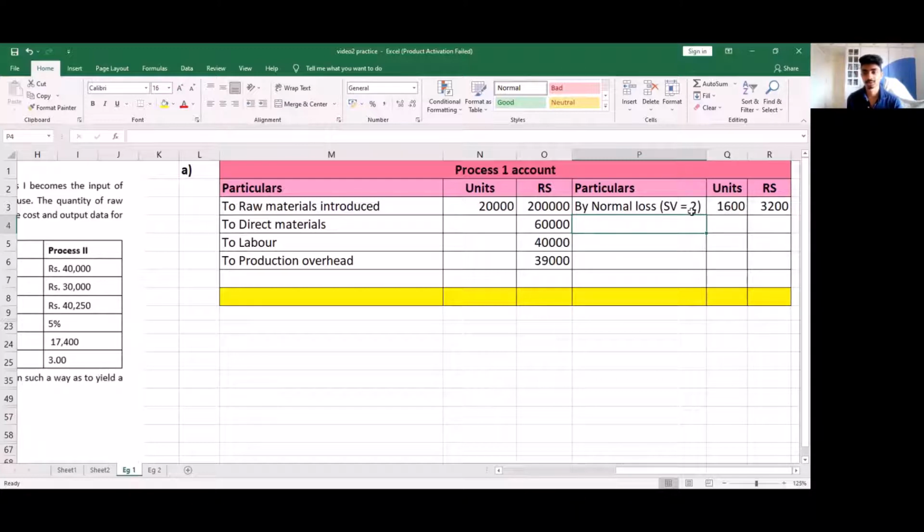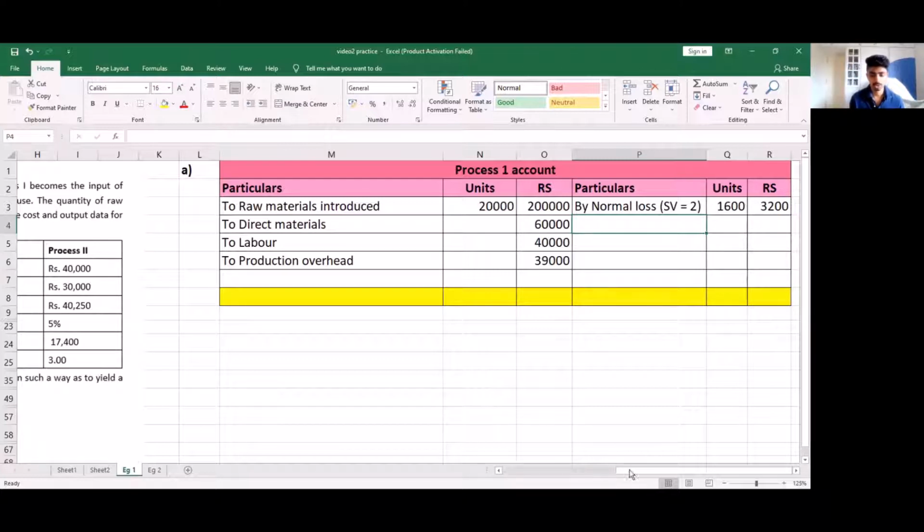So we have per button selling at rupees 2. Now when you sell this, you get some money back, that is, this 3,200 is something you get back. This does not form a part of your cost because this is money you are getting back. So that's why we show it on the credit side.